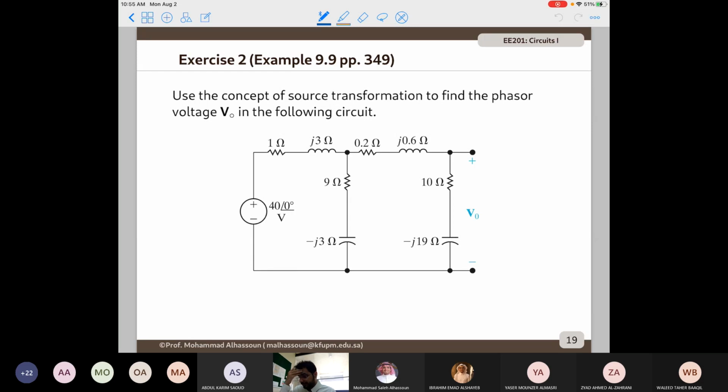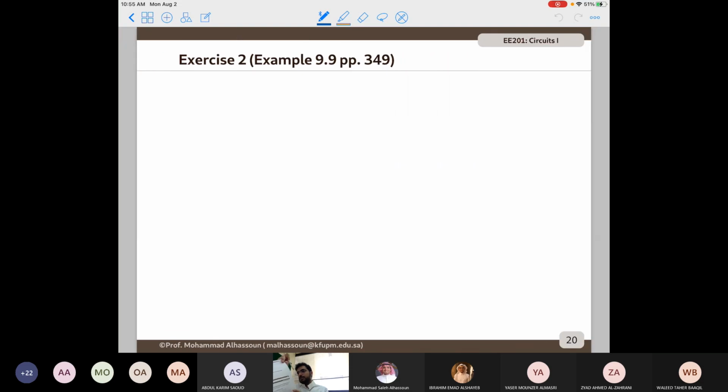Let's assume that we are asked to find the voltage V naught in the following circuit, and we are told to use source transformation. So what we need to do is simplify the whole calculation to a voltage source in series with a bunch of resistors. In order to do that, you can take two approaches. You can first redraw the circuit in the following form.